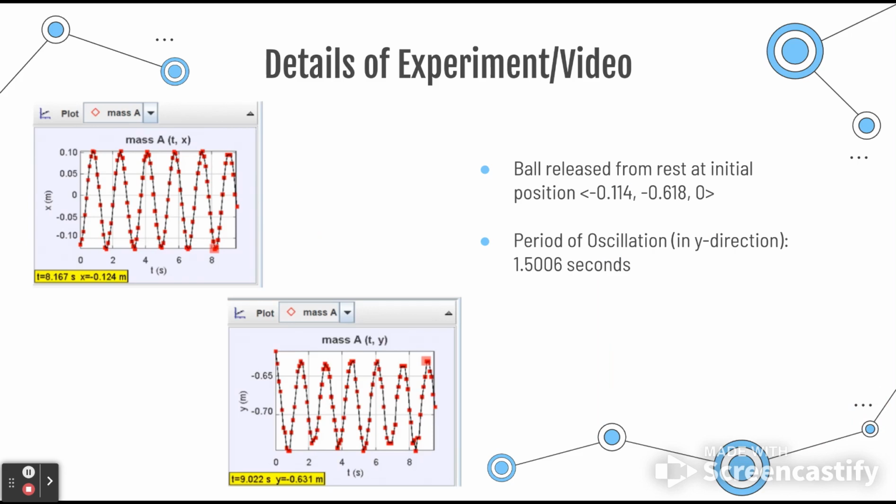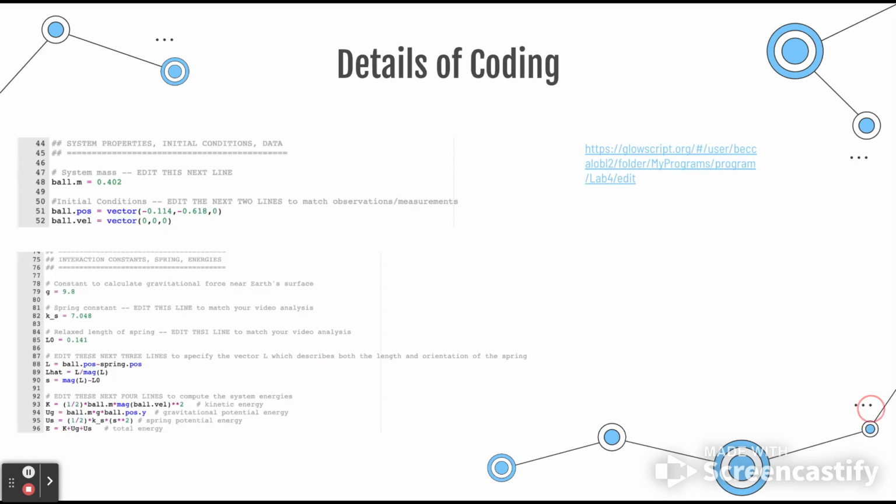So details of experiment, the ball is released from rest at the initial position, negative 0.114 and negative 0.618 in the x and y directions, and I got those numbers from Tracker. And then the period of oscillation in the y direction is 1.5006 seconds, and I got that from dividing the total time by the number of periods of oscillations. And then these are graphs of the x and y positions over time in their oscillations.